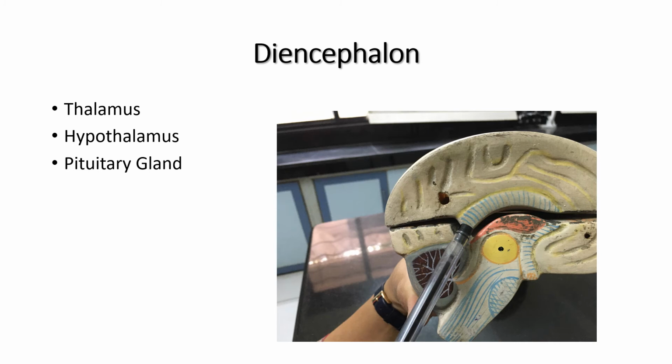The diencephalon is also a part of the forebrain, present just below the cerebrum. It includes the thalamus and hypothalamus regions. The hypothalamus gives rise to one gland called the pituitary gland, which is the master gland and an endocrine gland.